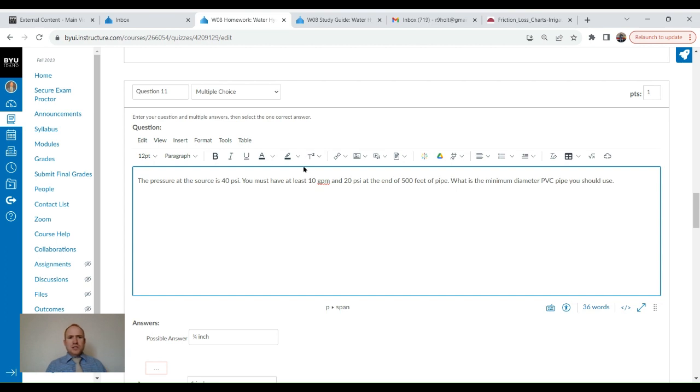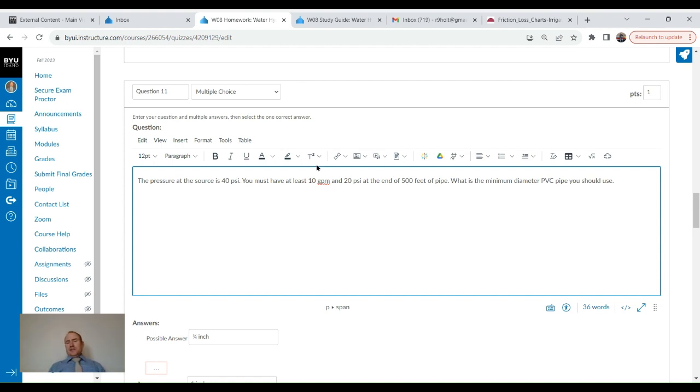Question 11, the pressure at the source is 40 psi. You must have at least 10 gallons a minute and 20 psi at the end of 500 feet of pipe. What is the minimum diameter PVC pipe you should use? Okay, so we're going to be using that friction loss chart, but first let's just look at this question. Let's just flush it out here for a sec.